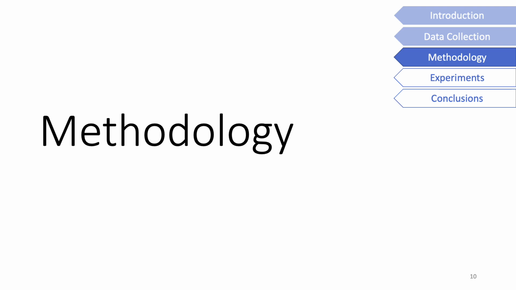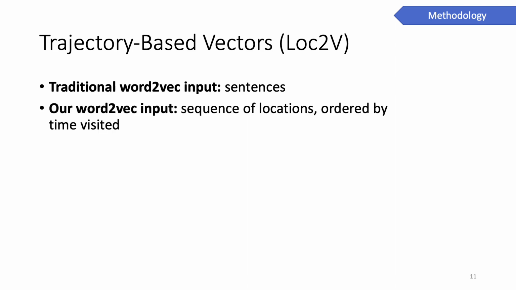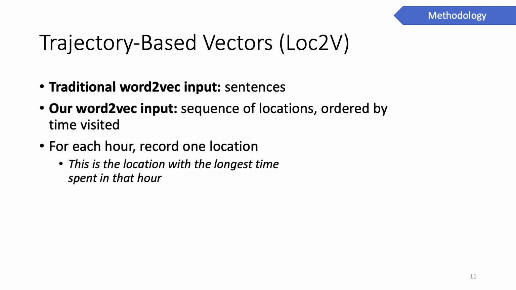Now I'm going to talk about our methods for building our embeddings. First, I'm going to talk about our trajectory-based method, or log2v. Traditionally, sentences have been used as input to Word2Vec. In our case, we look at sequences of locations that are ordered by the time at which they were visited. For each hour, we'll record exactly one location, which is the location where the person spent the longest time during that hour.